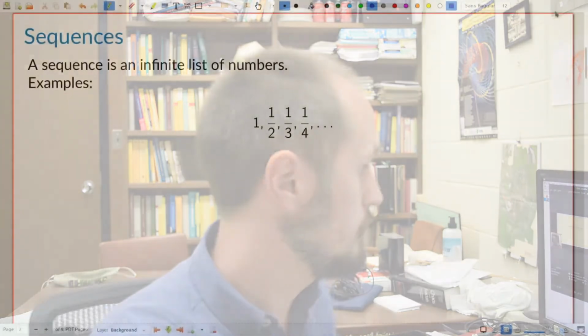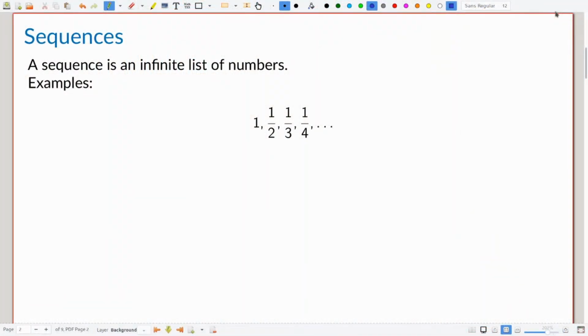So the key thing to keep in mind is that a sequence is a list of numbers. And more importantly, a sequence is an infinite list of numbers. So here's an example. We have a list that goes 1, 1/2, 1/3, 1/4. And the nice thing about this one is that there is a clear pattern. So that means that we are not dishonest in writing that list down. And what we mean is the next term.